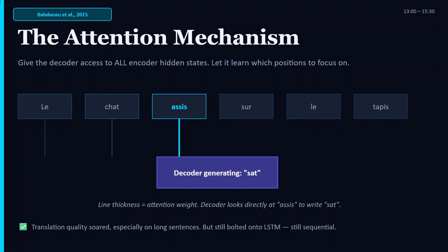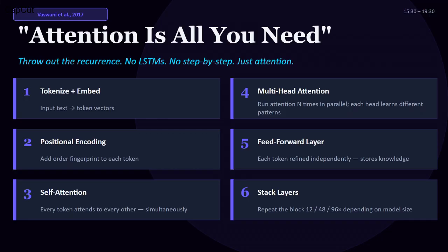The underlying architecture was still sequential. You still need to pass words one at a time before you could even do the attention step. The question became, what if attention was the whole architecture? And that brings us to the final transformer architecture, which revolutionized the NLP domain, right?